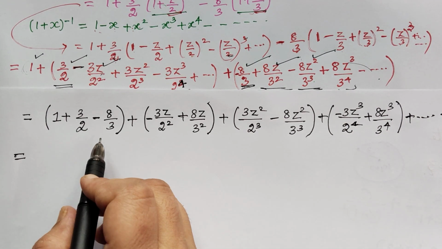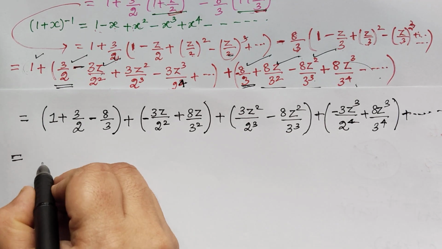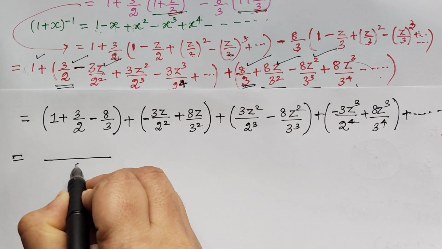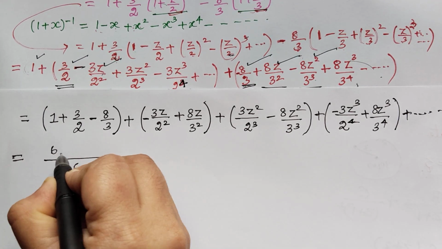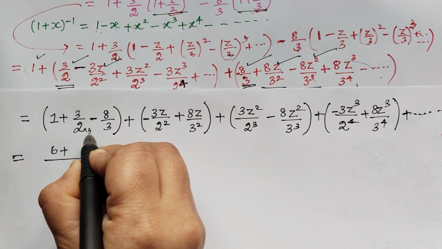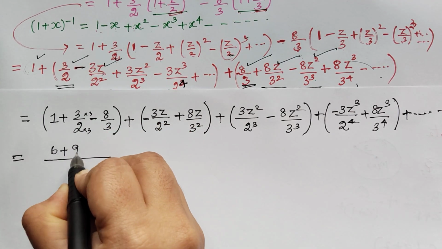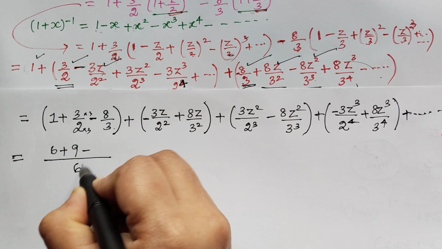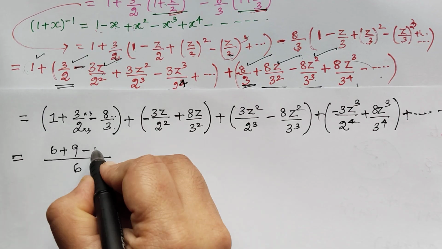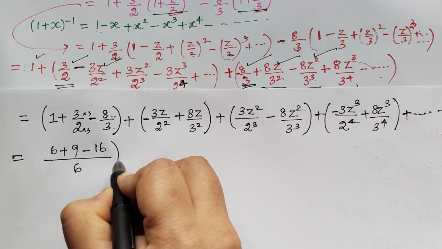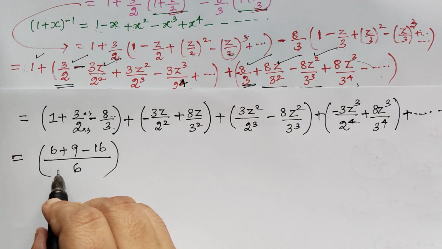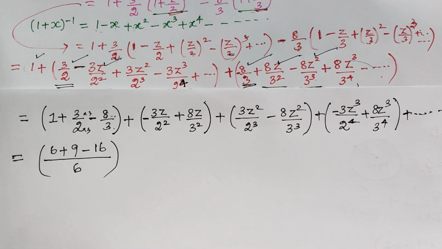So what happens to this term? In this term, the LCM is 6. And so it will be 6 plus, so multiplied with 3. So 3 times is 9, minus 3 2 times is 6. So multiplied with 2, 8 2 times is 16. So I have just taken the LCM. So 6 plus 9 minus 16 by 6.